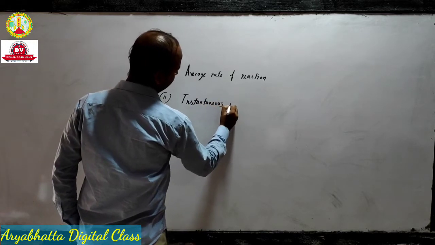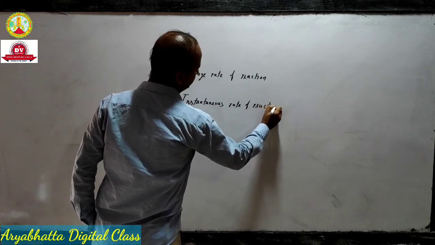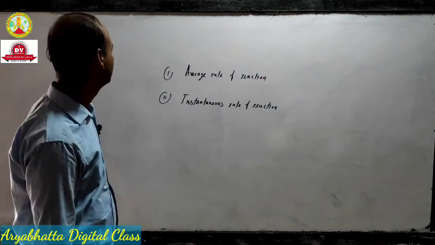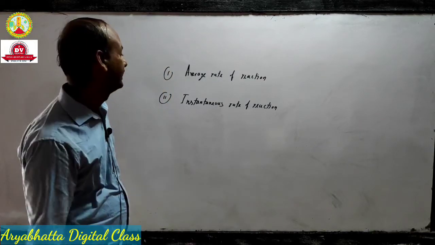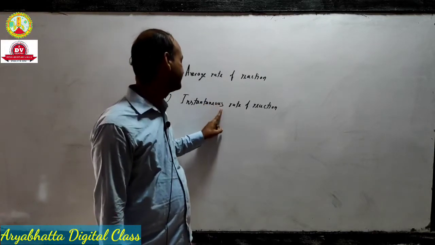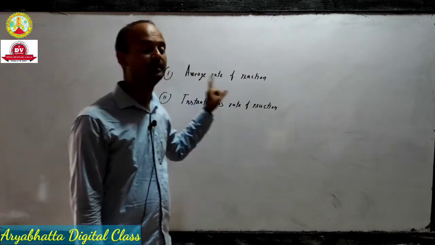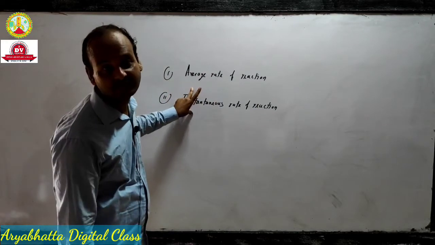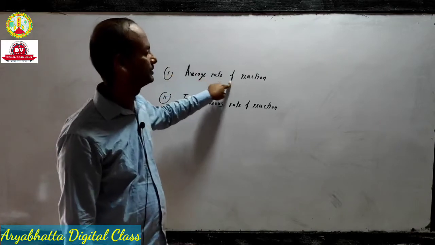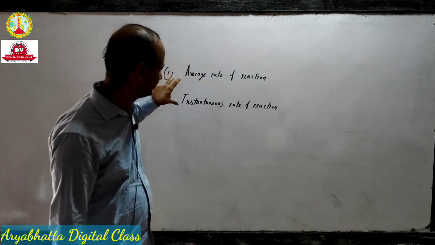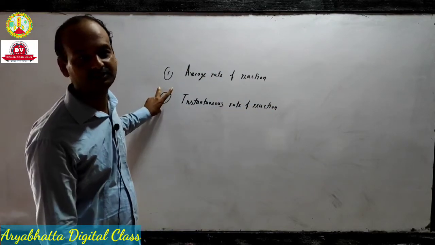Instantaneous rate of reaction. In my last class I discussed these two topics: average rate of reaction and instantaneous rate of reaction. And I told you that instantaneous rate of reaction is more preferred than average rate of reaction, because here you can calculate the rate of reaction at any instant of time, but here this is not possible. So this is frequently used in the chemical kinetics chapter. Instantaneous rate of reaction is used more.